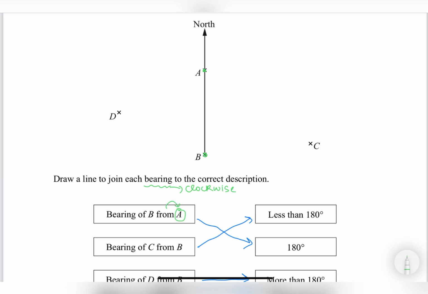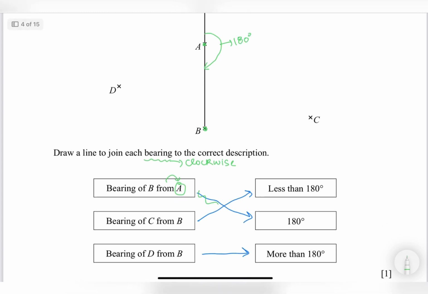Now we have to move from A to B. So we will measure the bearing in this direction. That is the clockwise direction. As you can see, a D is formed over here. So it is 180 degrees, right? So 180 degrees directly.